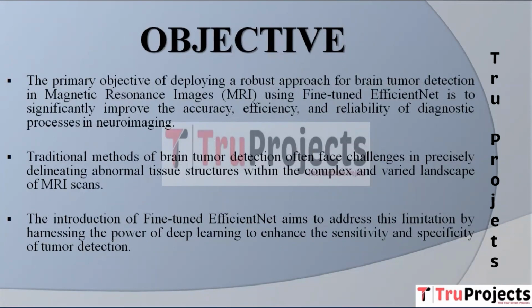Conventional approaches to brain tumor detection frequently encounter difficulties in accurately outlining abnormal tissue structures within the intricate and diverse landscape of MRI scans. The incorporation of fine-tuned EfficientNet seeks to overcome this limitation by leveraging the capabilities of deep learning to improve the sensitivity and specificity of tumor detection.